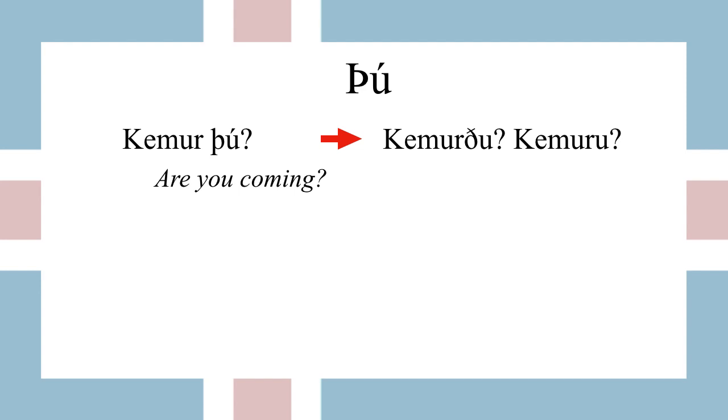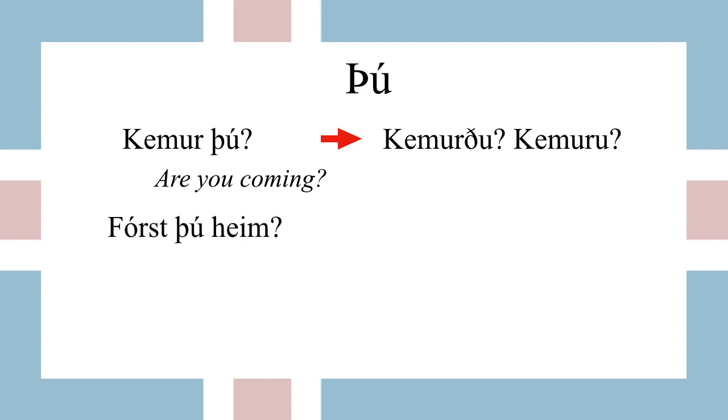So notice that there are two changes here. First of all, the thorn changes into an eth, and we also lose the accent mark over the u, and it becomes a short u vowel. So instead of saying kemur þú, we say kemurðu. And people will often write it this way as well, especially in more casual writing.